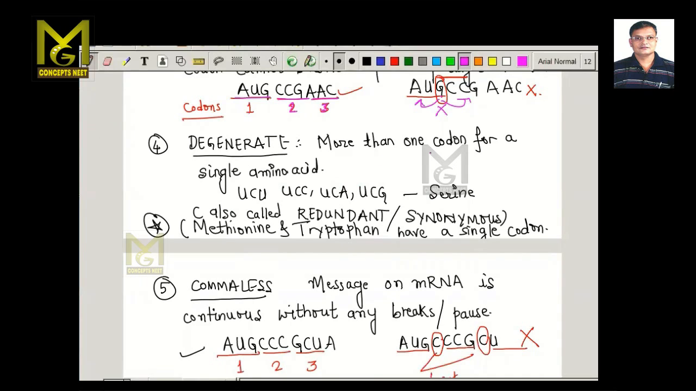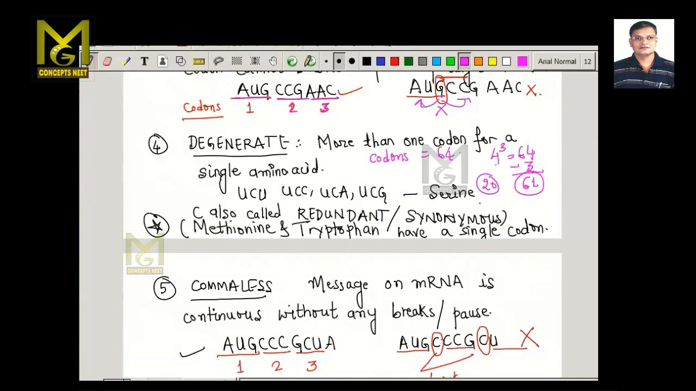We know that the total number of codons is 64. Why 64? Because it is 4 cube: 4 nitrogenous bases, 3 at a time. So there are 64 codons. Out of that, 3 are non-coding, that is, they do not code for any amino acid. Those are terminator codons. So the number of amino acids to be coded is 20 and the number of codons is 61. Therefore, more than one codon will code for a single amino acid. So a single amino acid will have more than one codon.